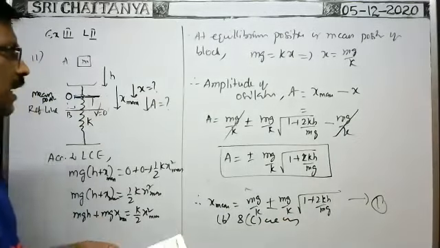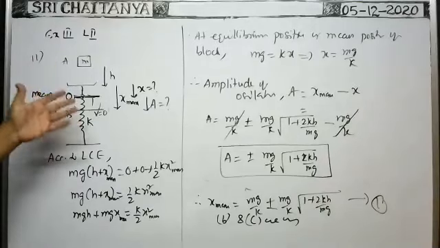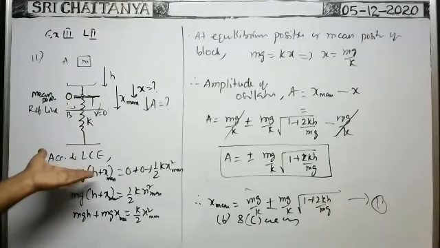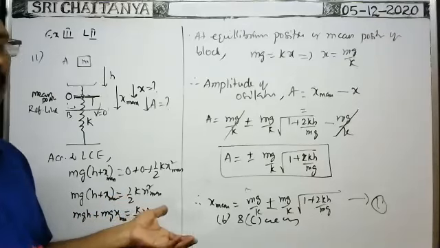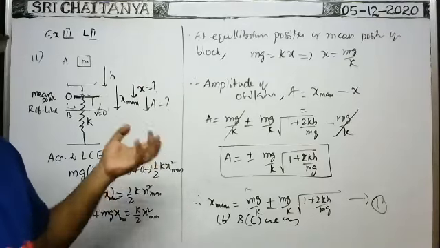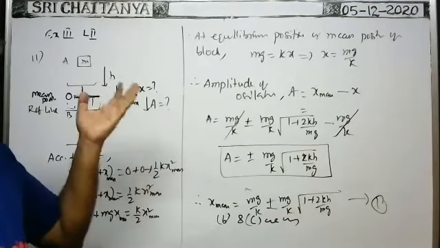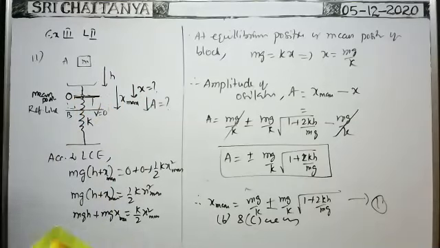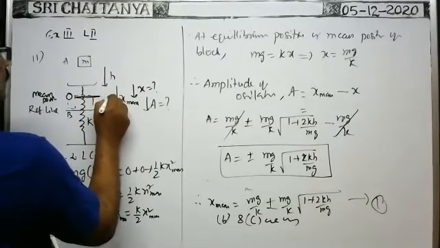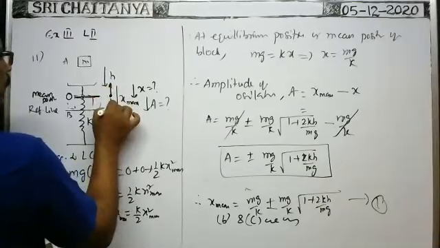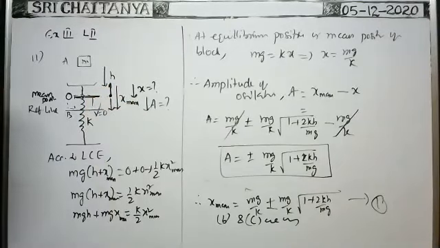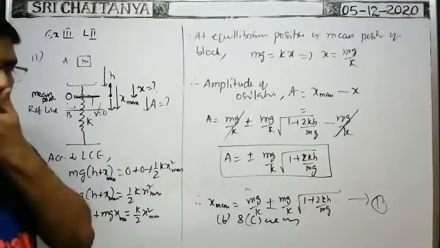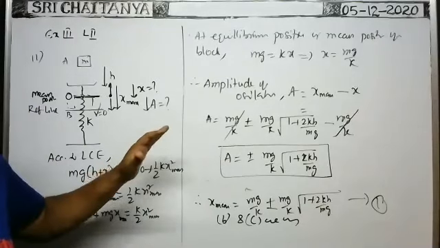Because the total energy of the oscillating body does not change. According to the conservation of energy principle, total energy remains constant. But while oscillating, potential energy converts into kinetic energy and back into potential energy like that. So this block makes oscillations about the mean position, up and down like this, with this amplitude. In this way, you have to find the amplitude.